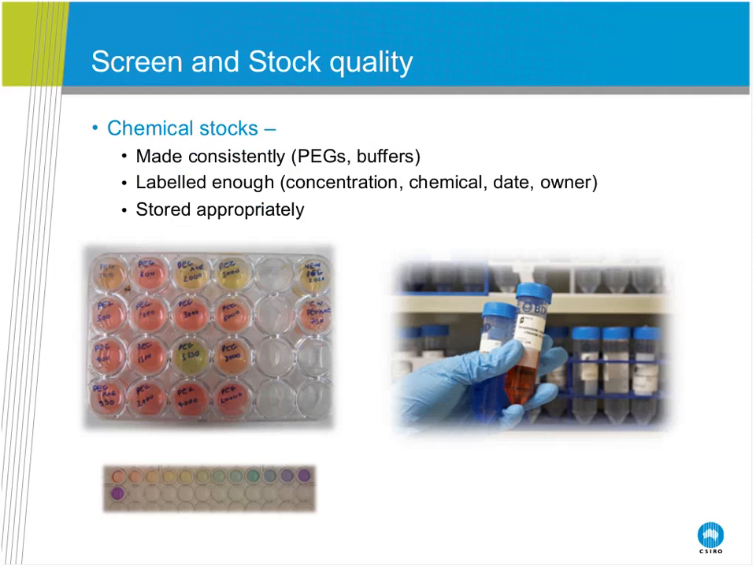Moving into some more examples, one of the things that we do here is make sure that all of our chemical stocks are made consistently, and not only that, but they're labeled consistently. If you can see on the right-hand side here, we label things with their concentration, with their chemical, with the date, who made them, that they're stored appropriately, and the image of different colors on the left-hand side is showing this. This is an image of different PEG solutions which were made up in the C3 lab.